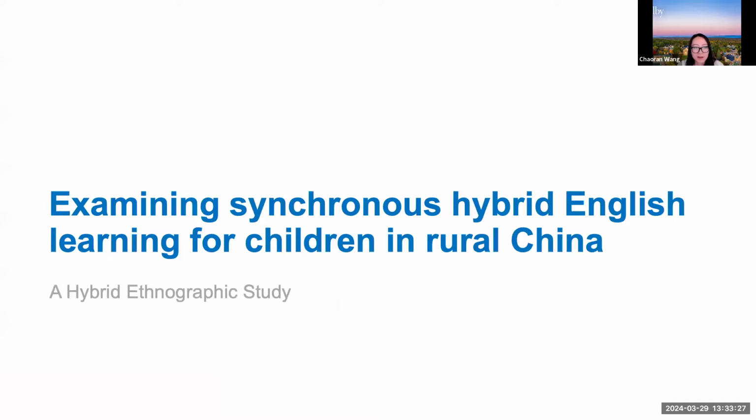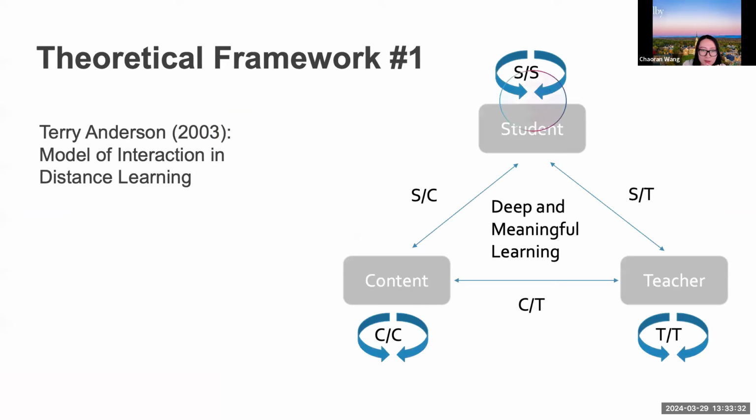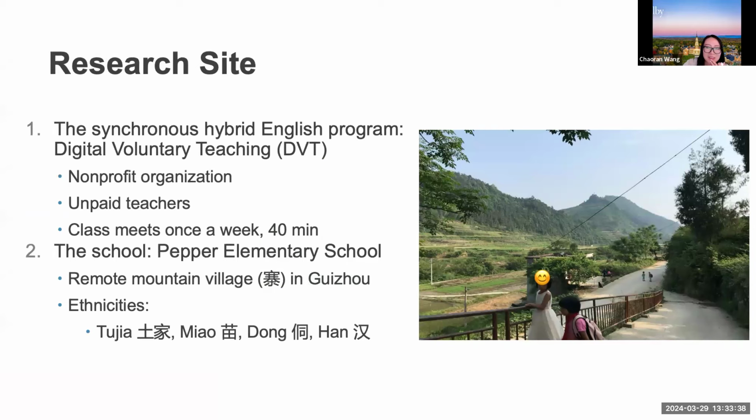So I think I do have a picture here, Dr. Bonk. This is the school I researched. Actually, it's not the school, but where you can see the children are walking. This is the way to the school, and it is a very small school. It has about 120 students there, I think, and it's in southwestern China.